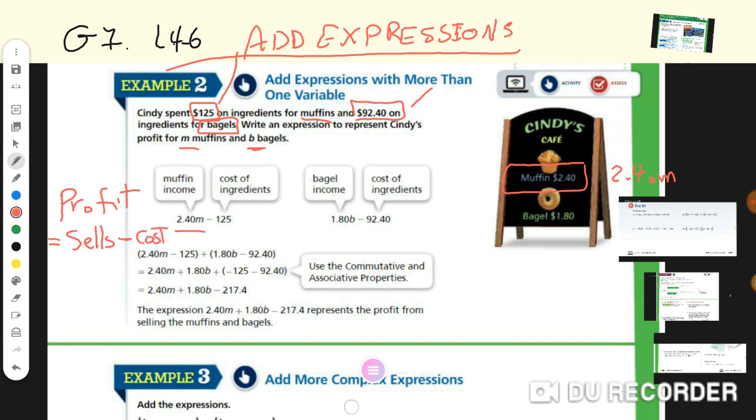The cost, okay? What she paid to get these muffins and these bagels. So profit equals all sales minus the cost in the beginning. Cost is the initial value. Sales depends on the number of muffins she sells, and the same with bagels. Let's collect them together to know how much her profit will be.